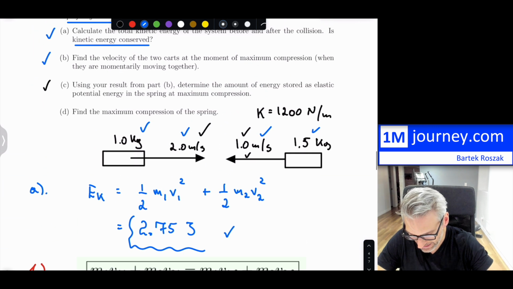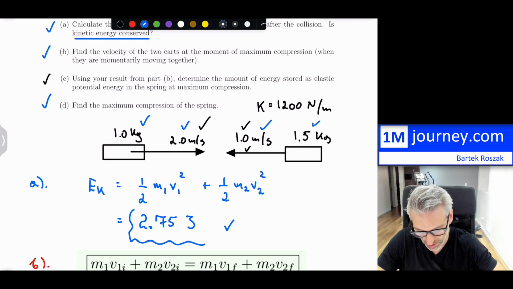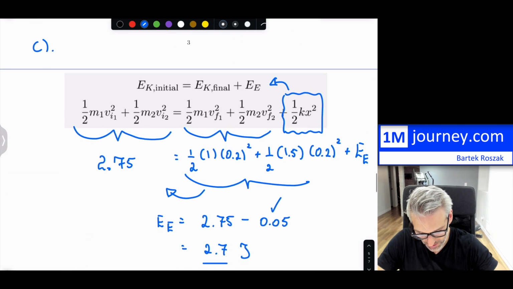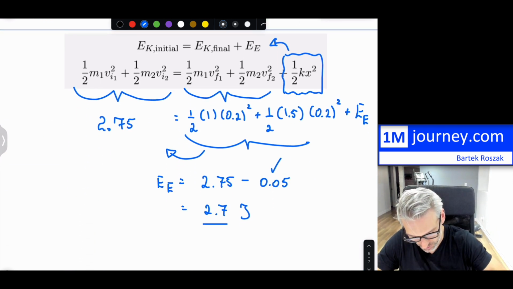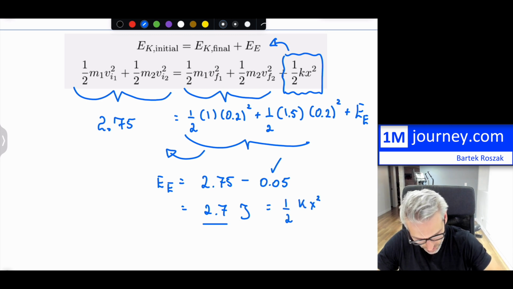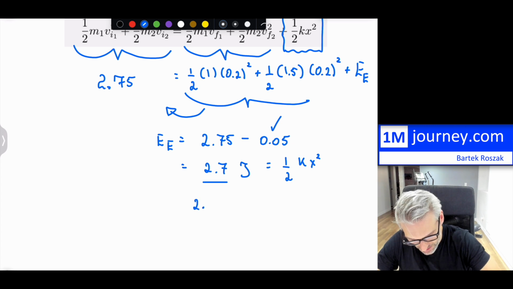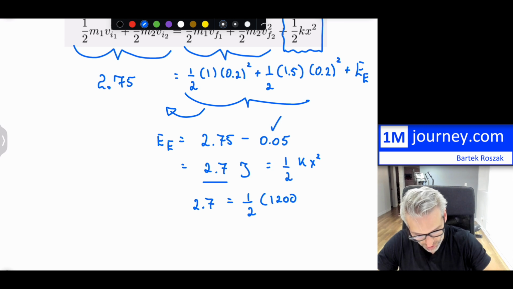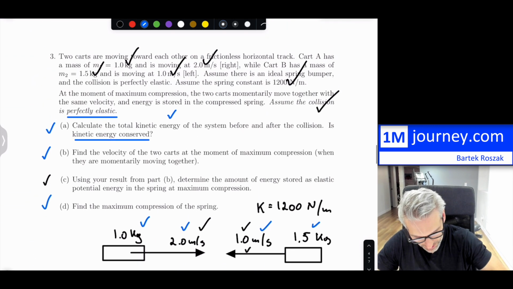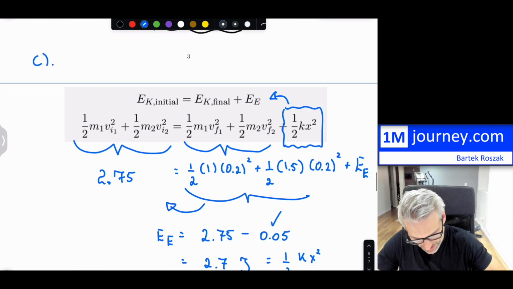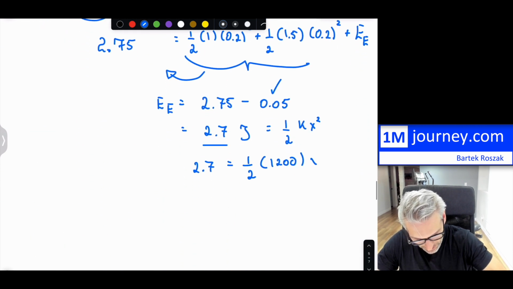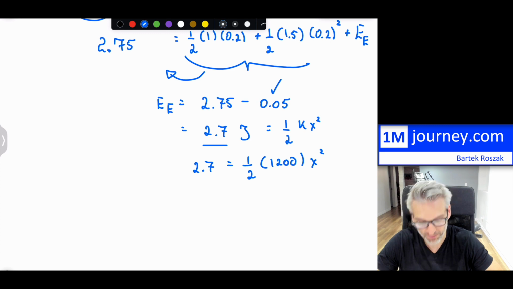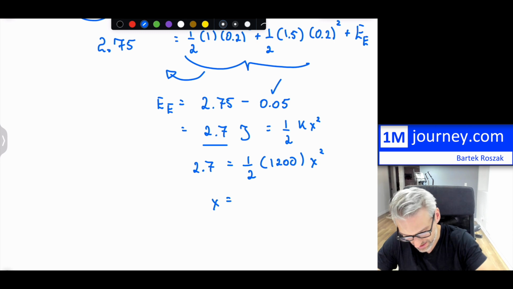And now for part D, it says find the maximum compression of the spring. Well, once you have this, it isn't very difficult to find, because that elastic energy is just 1/2 kx squared. Now, of course, we have all of this information. So 2.7, 1/2, this is coming from right here. 1,200, and then you have your x squared, which is the compression. So now I'm going to substitute this in, take the square root of both sides, and I'll find out what x is.